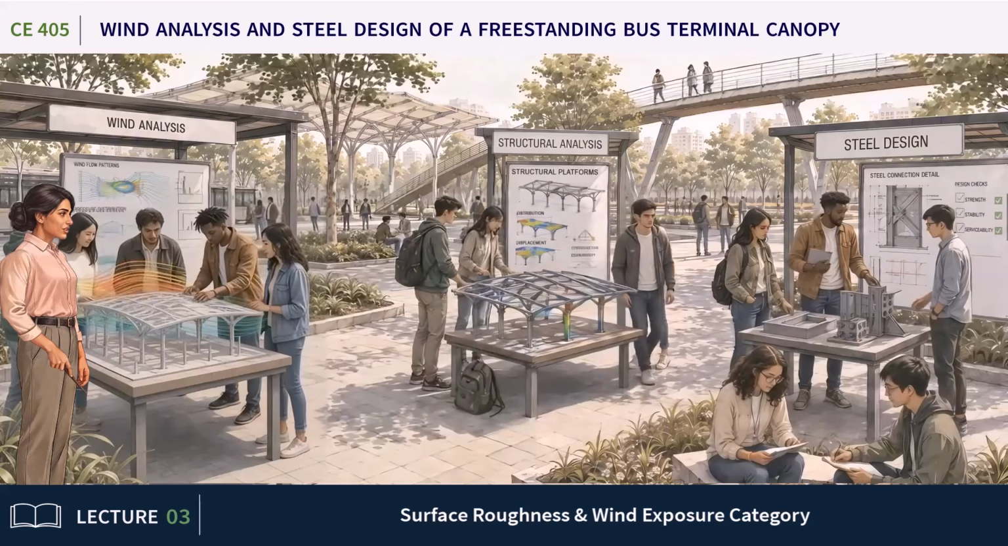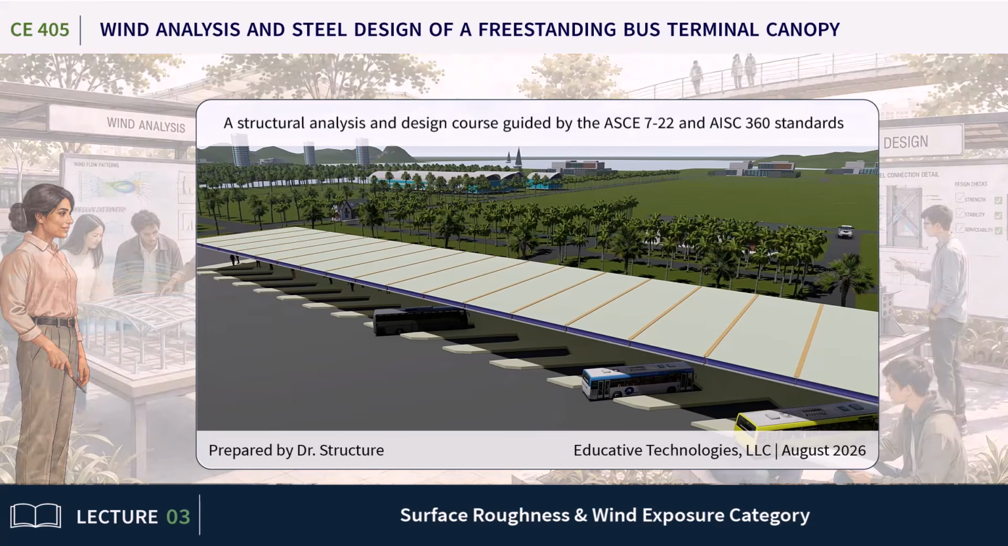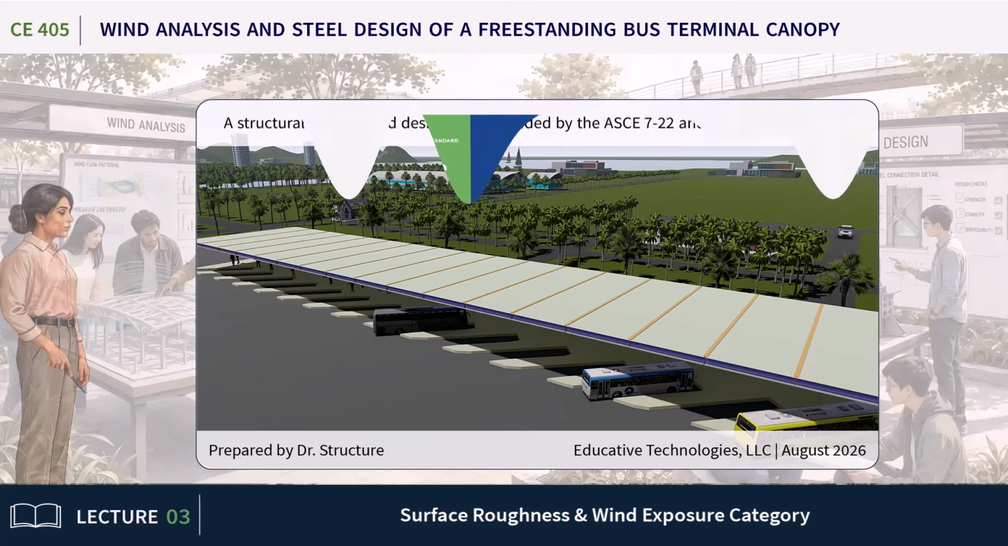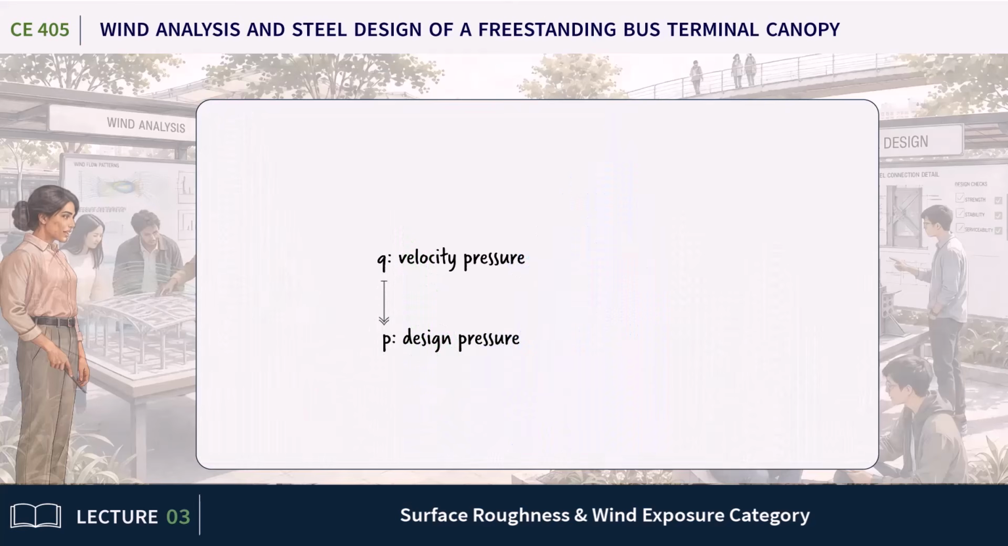This is the third lecture in our Canopy Analysis and Design course. In the previous lecture, we began our discussion on using ASCE 7 to determine the wind load for our canopy. In this lecture, we build on that foundation. Let's summarize what we have learned so far.